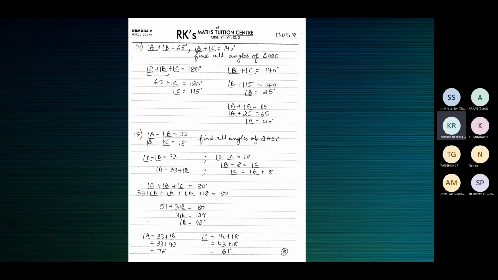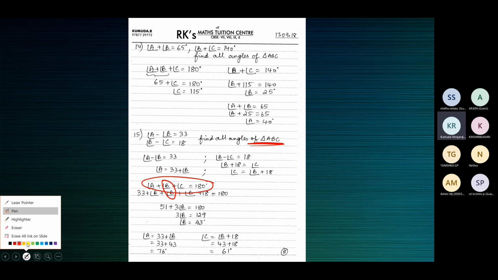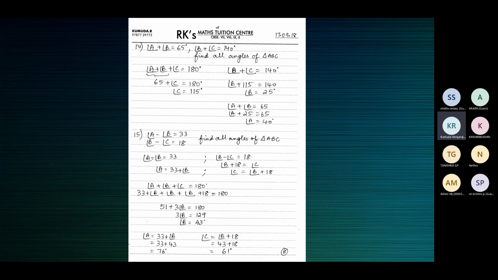All right. Here, angle A minus angle B is 33. Angle B minus angle C is equal to 80. Find all the angles of triangle ABC. Here also the idea is the same. We know that A plus B plus C is equal to 180 degrees. So you're fixing one angle. I've fixed angle B. I'm writing A and C in terms of B.